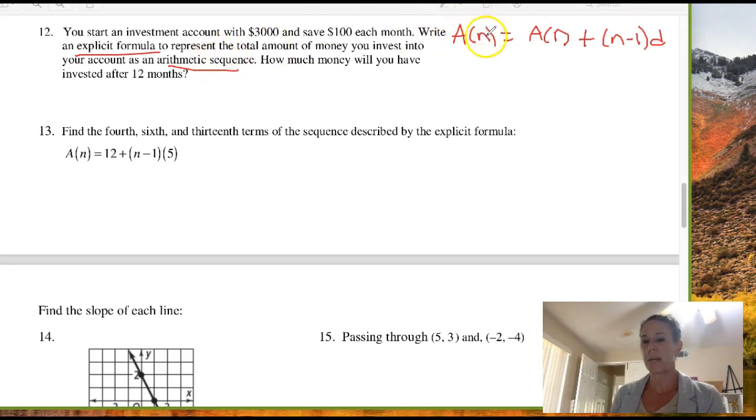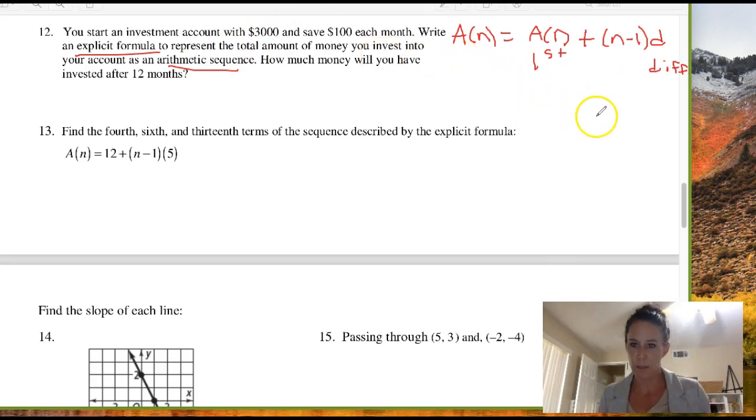A sub n, meaning any term, is A sub 1, meaning your first term. So this is your first term, okay? And then plus n minus 1 times the common difference. This is your difference, okay? If you were to write out your terms, think of it like this. You start with $3,000.